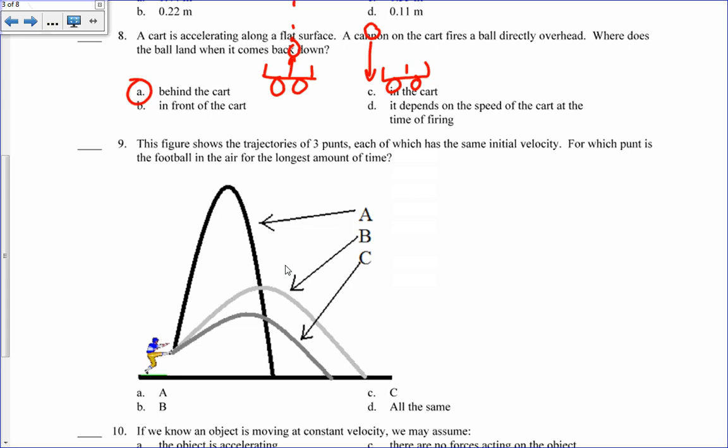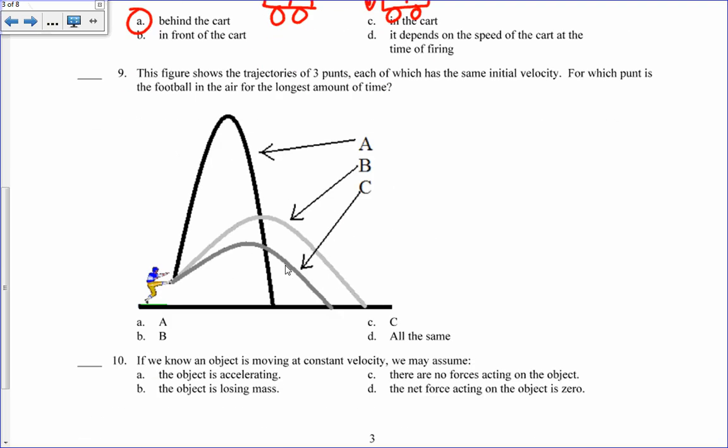All right, this figure shows the trajectories of 3 punts, each of which has the same initial velocity. For which punt is the football in the air the longest amount of time? All right, the one with the highest y displacement has the longest time in the air. So that's going to be A for number 9.